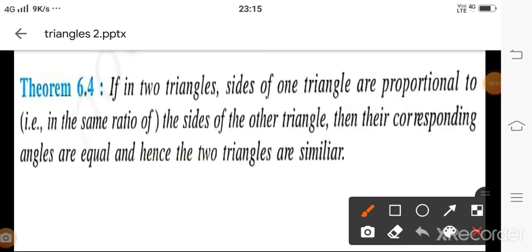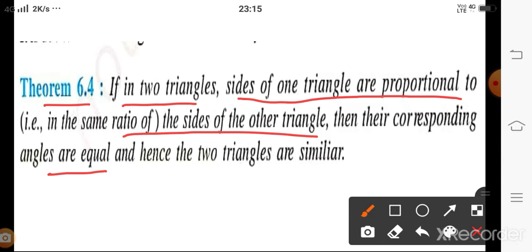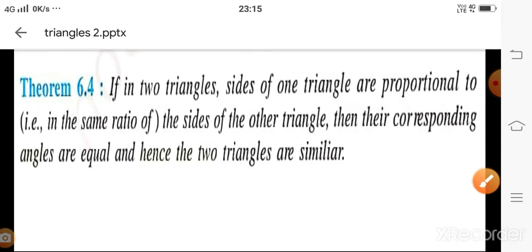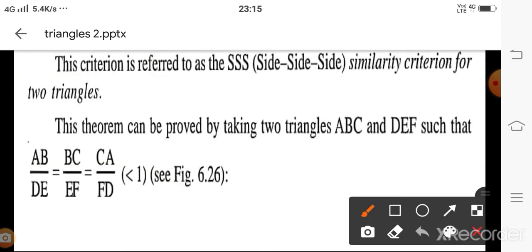Theorem 6.4 says, if in two triangles the sides of one triangle are proportional to the sides of the other triangle, this is given to you. In two triangles the sides are proportional, and what you have to show is that the corresponding angles of the two triangles are equal, and hence the triangles are similar. Then the two triangles are similar. And let us prove this again.